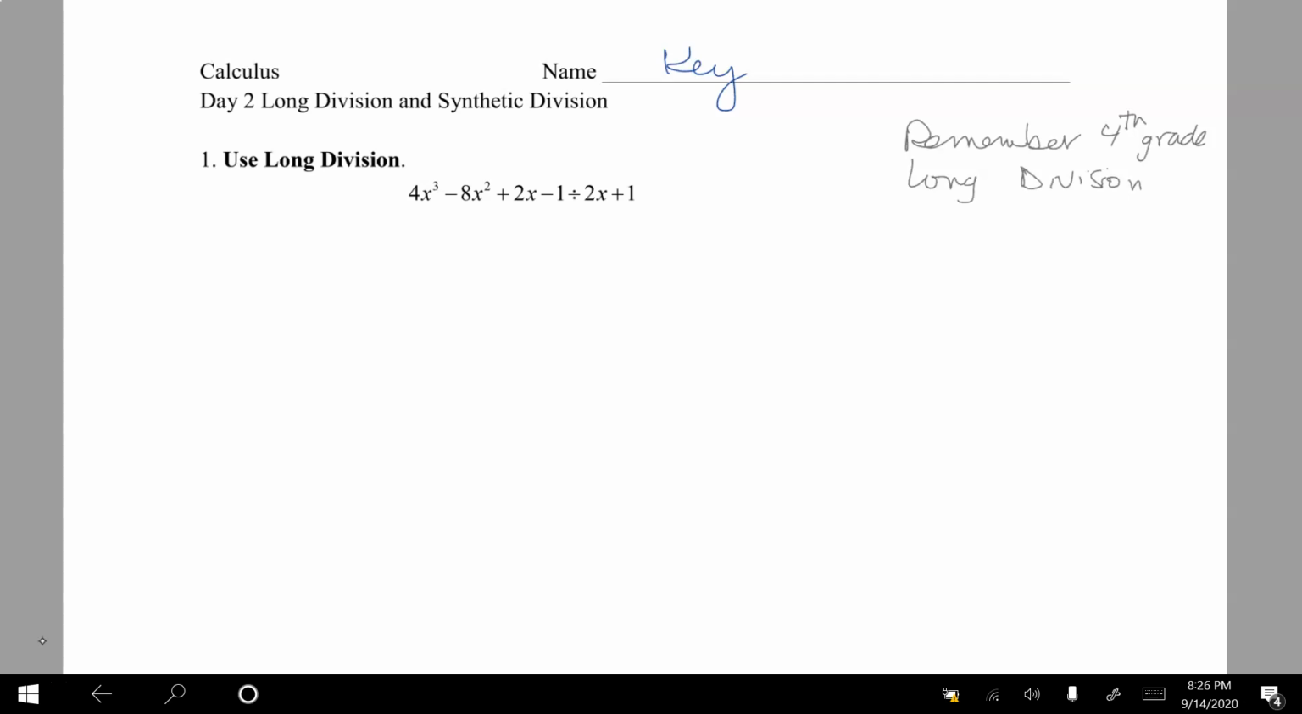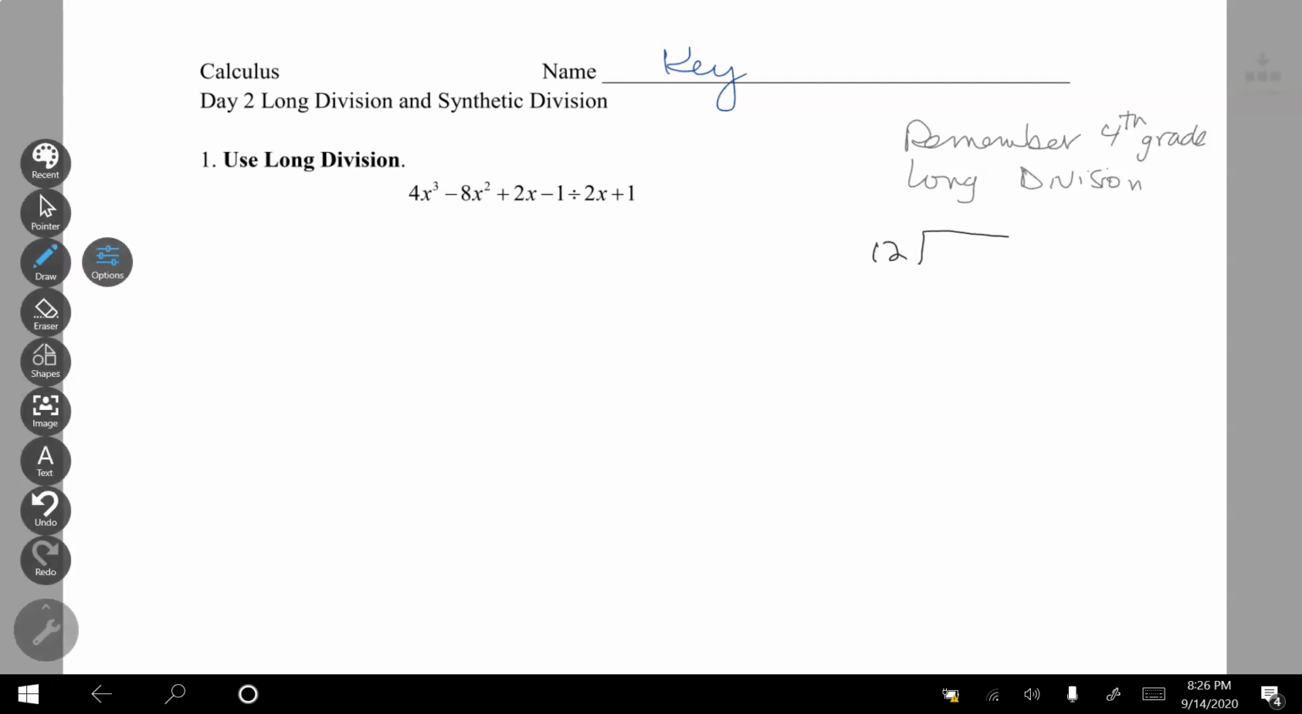Okay, so if you remember 4th grade long division, you had something like this. 12 divided into 387,629. And you only did little pieces at a time. So you said, does 12 go into 3? No. Does 12 go into 38? Yes. So you put a 3 here. You did a 36 and you subtracted 38 minus 36. You got 2 and you brought down the 7.